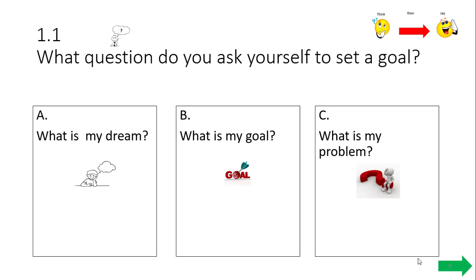Okay, so what question do you ask yourself to set a goal? Is it A, what is my dream? B, what is my goal? Or C, what is my problem? Isaiah, think about your answers. Make your selection now. Pointing to B, B is the correct answer. The question that you ask yourself is, what is my goal when you're setting a goal.